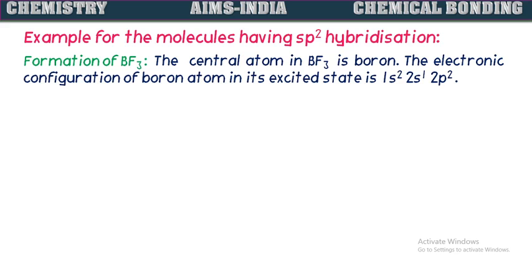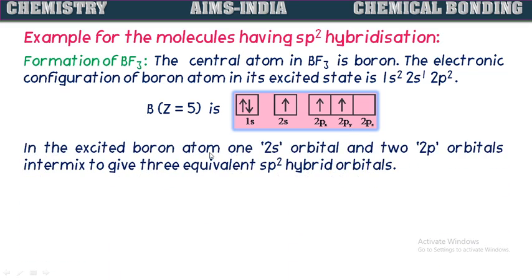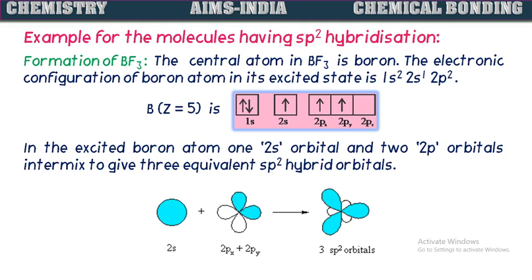The electron configuration of the boron atom in its excited state is 1s2, 2s1, 2p2. So diagrammatically you can show it like this. The general ground configuration of boron is actually 1s2, 2s2, 2p1. But in the excited state, one electron from 2s jumps to 2py1. Hence the valence configuration becomes 2s1, 2px1, 2py1. So in this excited state, the 2s orbital and 2p orbitals intermix to give three equivalent sp2 hybridized orbitals.